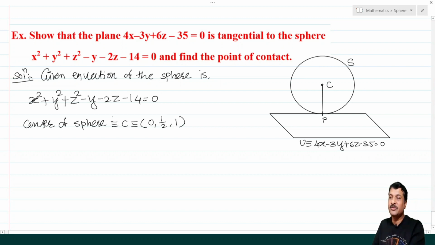Coefficient of x is 0, so 0 by 2. Coefficient of y is minus 1 by minus 2, it is 1 by 2. And minus 2 by minus 2, it is 1.